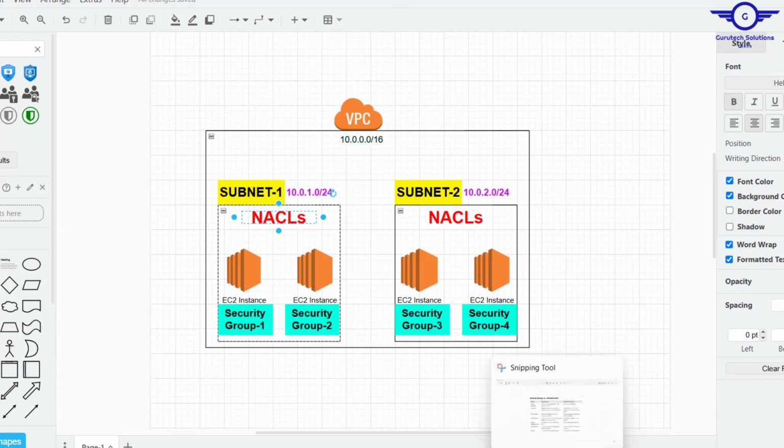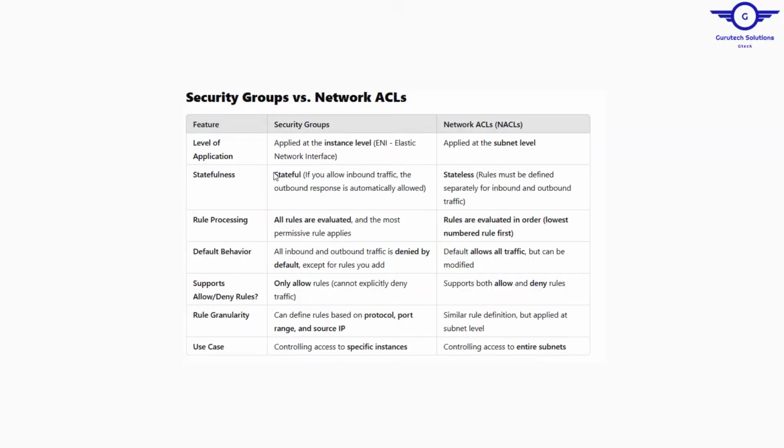If I go back to our table, now let's go to statefulness. Security groups are stateful, but NACLs are stateless. What do we mean by the two? Stateful means that if you allow inbound traffic, the outbound response is automatically allowed. But for NACLs, you need to set both inbound and outbound traffic because they are stateless.